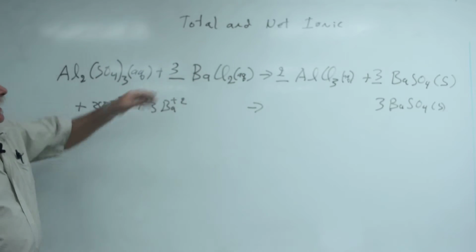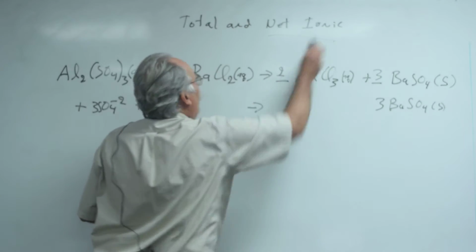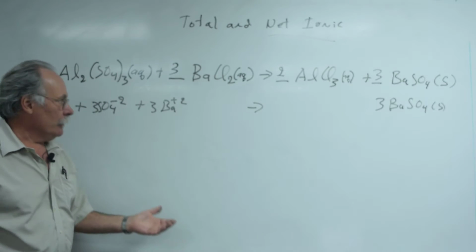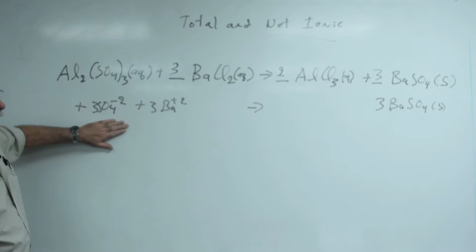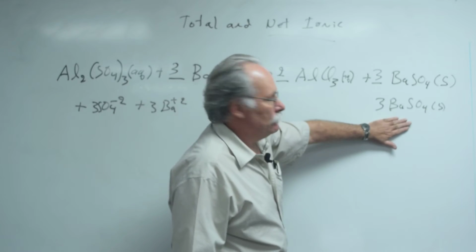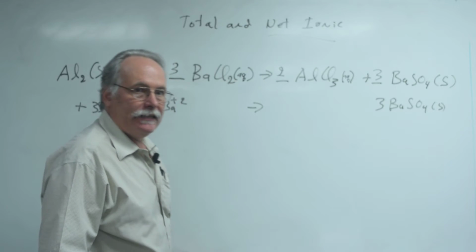So the net ionic equation would be, what did I make? Okay? My barium cations attracted my sulfate anions, forming barium sulfate. So this is the net ionic equation.